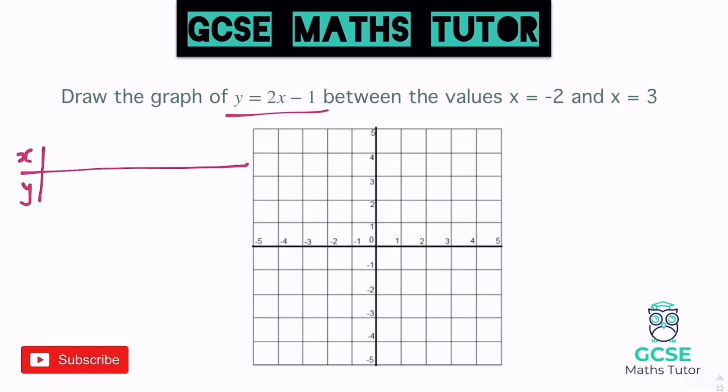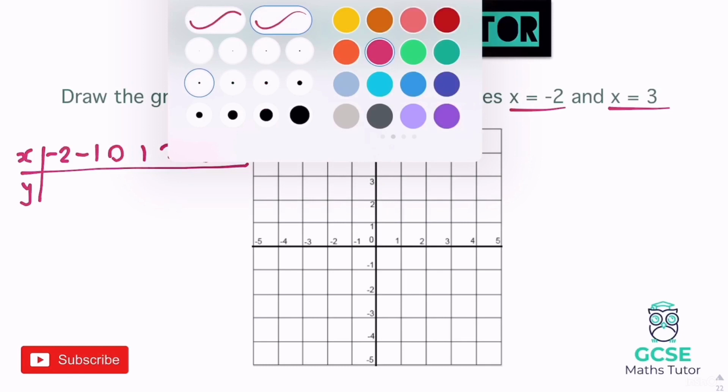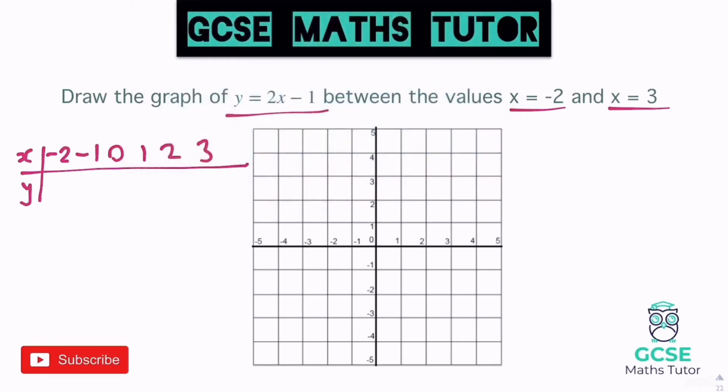Now it says between minus 2 and 3. So if I'm going to do a little table, I'd do minus 2, minus 1, 0, 1, 2 and 3. And all I've got to do is double them and take away 1 as the equation says. So if I start at the end with this positive number, double that is 6, take away 1 is 5, double 2 is 4, take away 1 is 3. Double 1 is 2, take away 1 is 1.